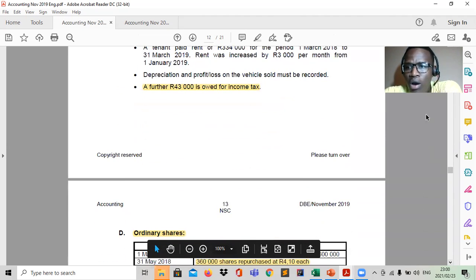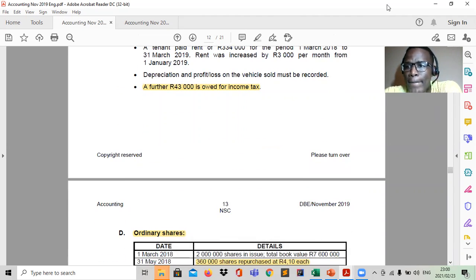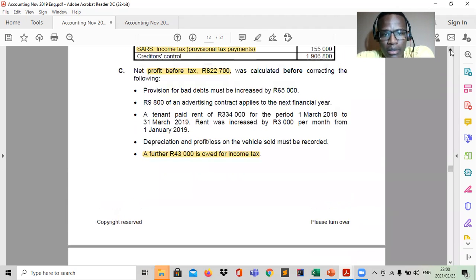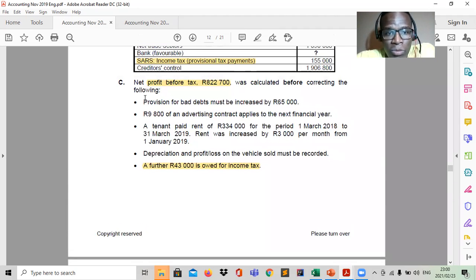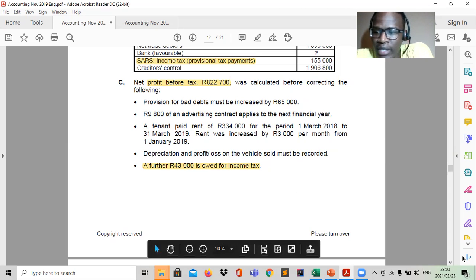Then we move on. The first 4 points, we have covered the content so far, but we are told that a further 43,000 is owed for income tax. Remember, if something is owed, it means the company has an obligation, or has a liability. So we expect in our statement of financial position, under current liabilities, to have a SARS income tax liability of 43,000, because we owe this amount, right?